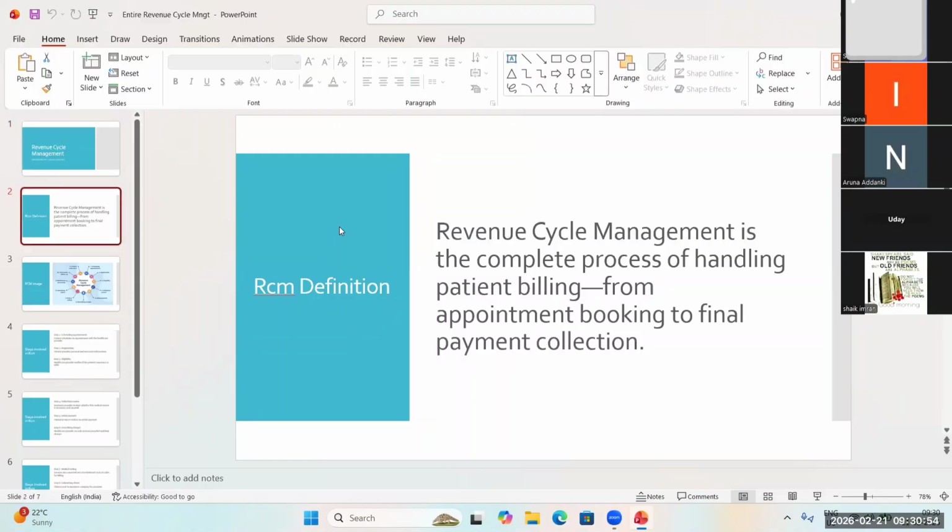Basically, RCM stands for Revenue Cycle Management. It is the complete process of handling patient billing, that is from patient appointment to the final payment collection.